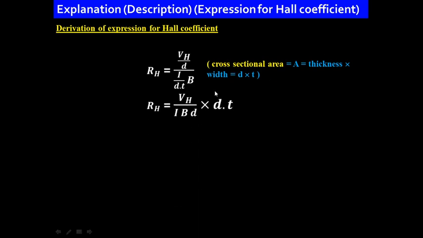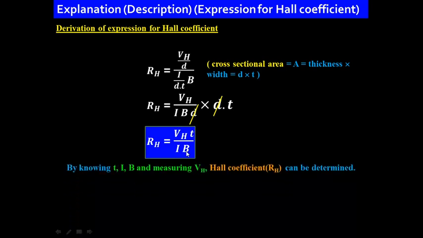Now this DT will go to the numerator, and for VH we will get IB into D, so D will be cancelled. So we will get Hall coefficient is equal to VH T divided by I into B. VH is Hall voltage, T is width of this semiconducting slab, I is current passing through that slab, B is magnetic field. So this is the standard formula to determine the Hall coefficient. This is the experimental formula, and we can use it in the lab to determine the Hall coefficient of a semiconducting material.